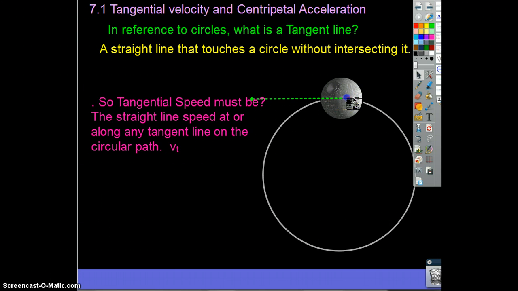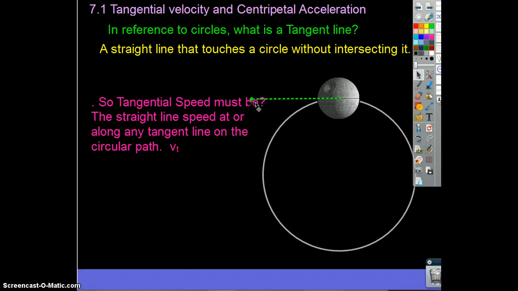And what that means is, at any moment as this Death Star orbits, it is following an ever-changing path. At this moment in time, the Death Star is traveling downward as I rotate it counterclockwise. It is traveling downward. At this moment in time, it is traveling sideways. At this moment in time, it is traveling upward. And here at the top, it is traveling off to the left.